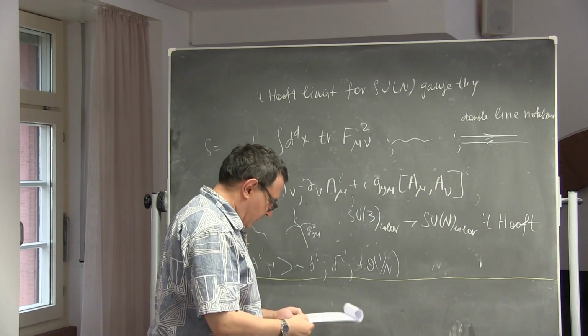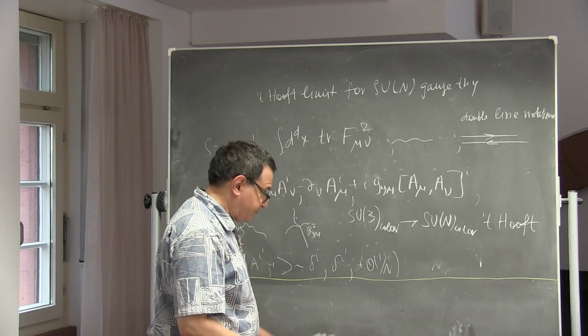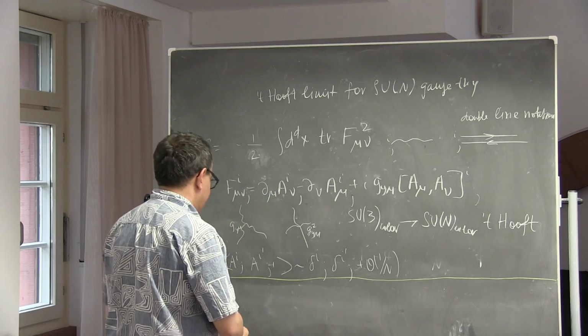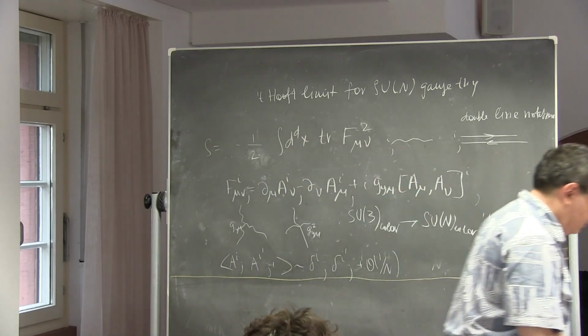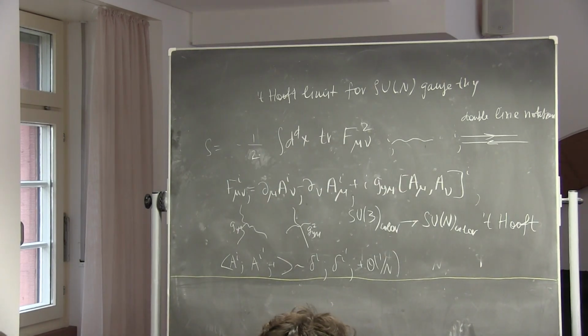Okay, and then we can try to sketch what these different interactions look like in this double line notation.